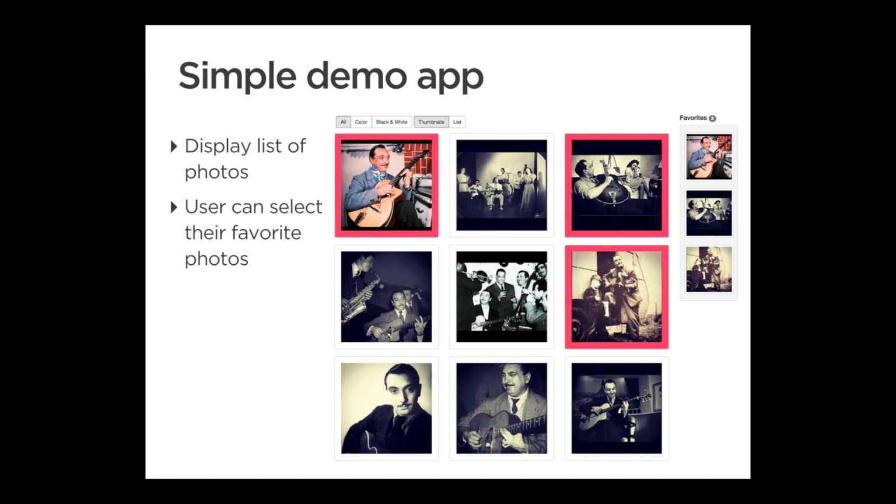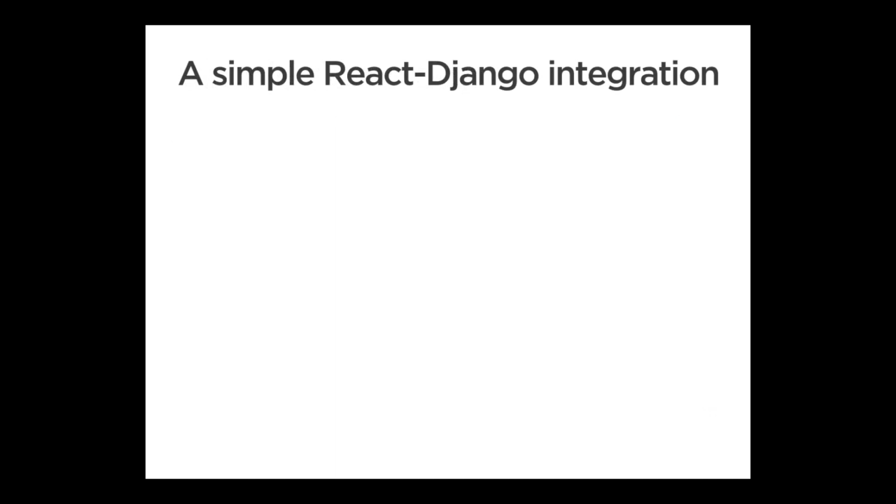It's a very simple app. It's basically a list of photos. You can click on those photos to favorite them, so you can toggle your favorites, and then your favorites will appear in the right corner. And then you may also filter your photos depending on whether it's a color photo or a black and white, depending on how they've been marked. But first, I wanted to show how React and Django work together.